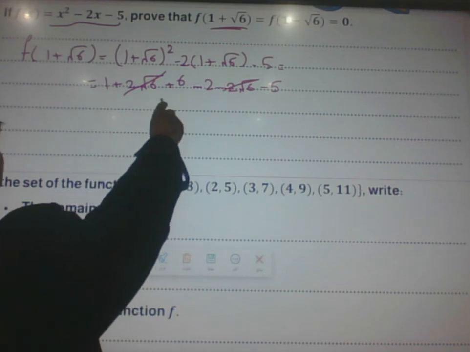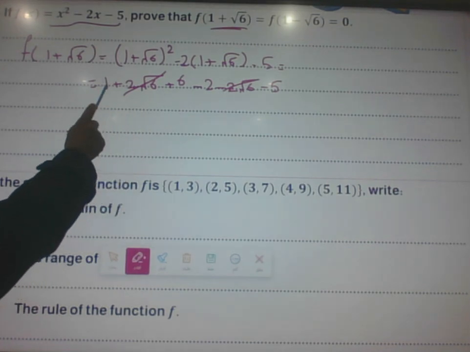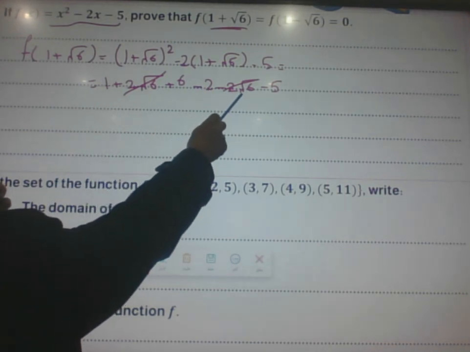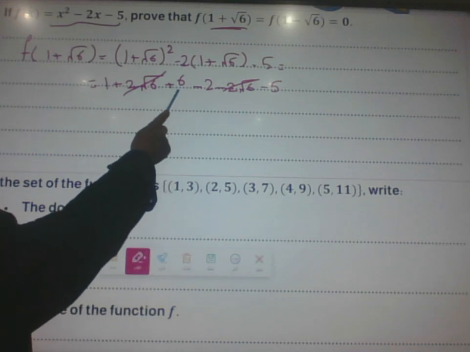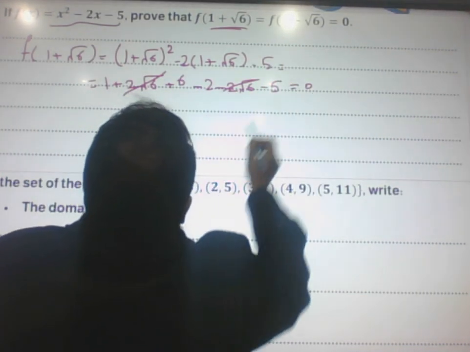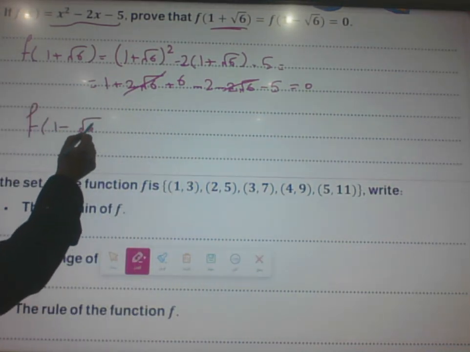Again, we have this number 6, 1, and we have here negative 2 and negative 2 root 6 and negative 5. 1 plus negative 2 is negative 1, negative 1 minus 5. Okay, we have 6 also. Yes, 6 also. Again, 1 plus 6 is 7, 7 minus 2 is 5, 5 minus 5 equals 0. And then f of the function 1 subtract root 6.